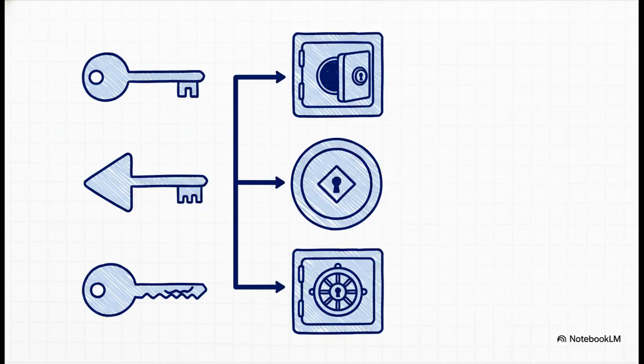So the solution is just good old-fashioned discipline. Always, always follow the principle of least privilege. In your IAM policy, you need to specify the full Amazon Resource Name, the ARN, of the exact secret you're granting access to. Be specific. It's how you shrink your attack surface.